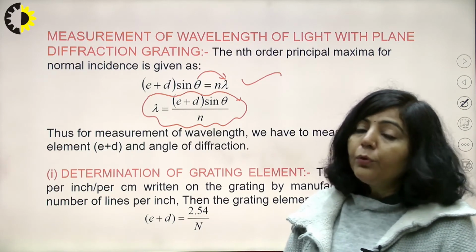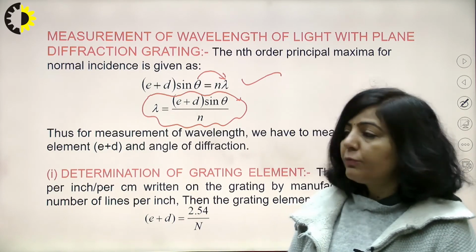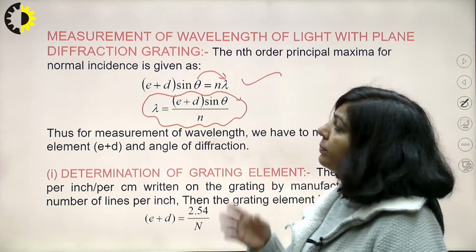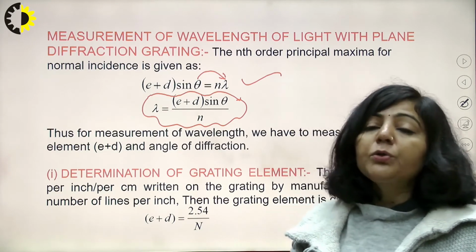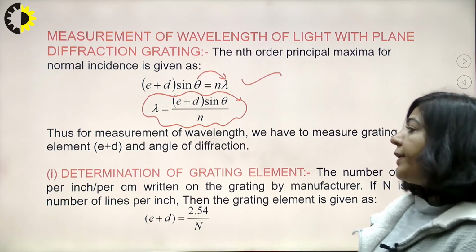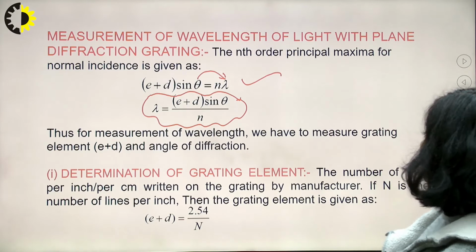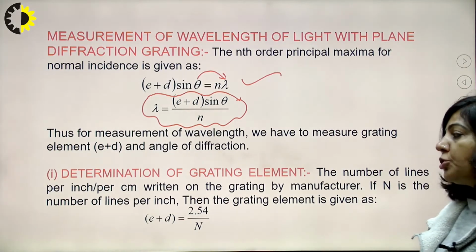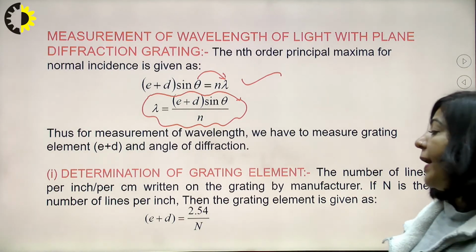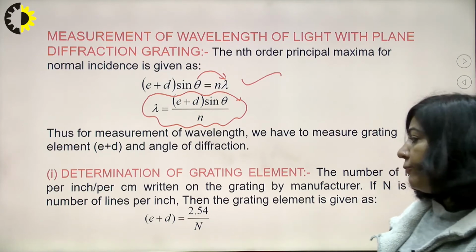So for a particular order of spectrum, you have to find the angle of diffraction. Once you find the angle of diffraction, you will get the wavelength of light. This is how you are going to find the wavelength using this diffraction grating. The next one is that we can find the value of the grating element. This is the determination of the grating element, the number of lines per inch or per centimeter written on the grating by the manufacturer. If N is the number of lines per inch, then the grating element is given as e plus d equals 2.54 upon N.